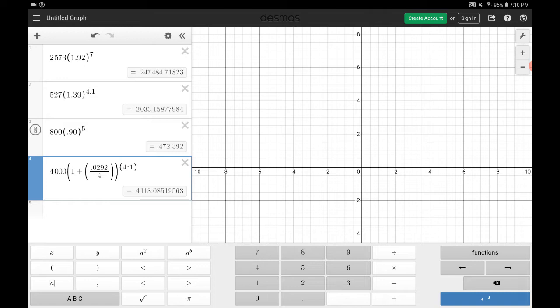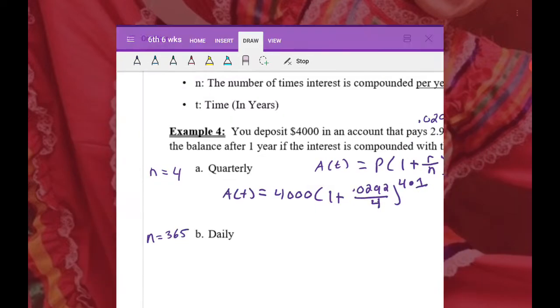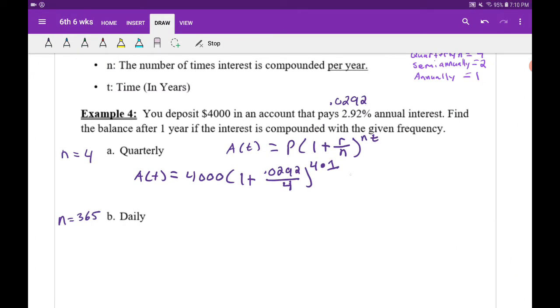All right, so we get $4,118 and basically 9 cents. I'm going to round to the penny since we're dealing with money. So let's write this out: $4,118.09, and there's the answer to part A.